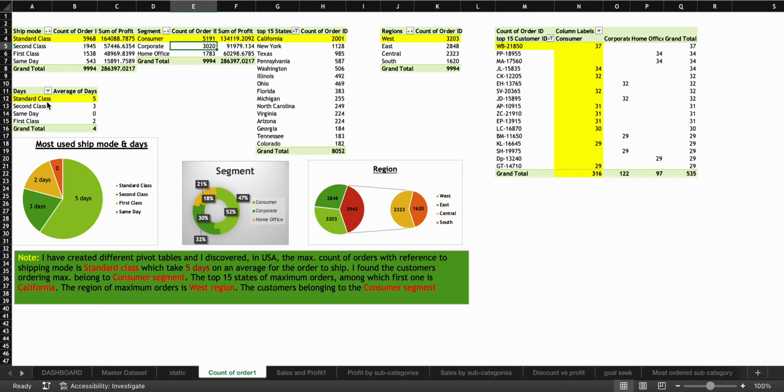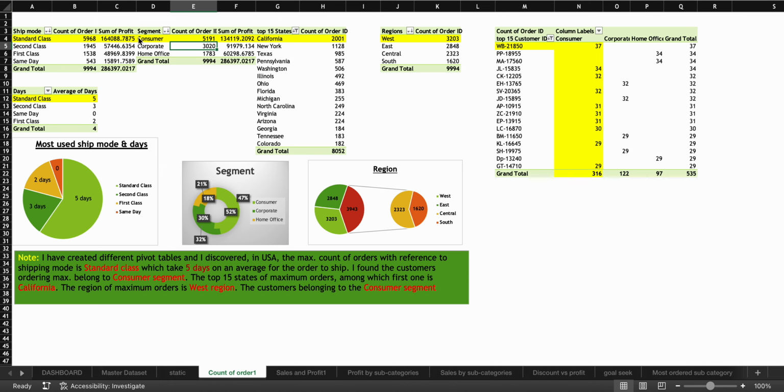Then days, I have considered days in those ship modes. So the maximum number of days, that is 5, is being taken in standard mode. So people are okay with the amount of days required for their parcel or their goods to get delivered. So maximum people are opting for standard class, which takes 5 days on an average.